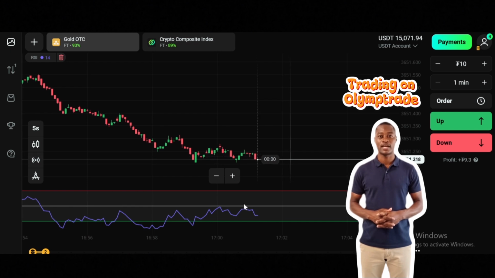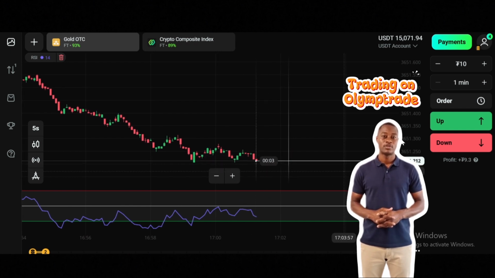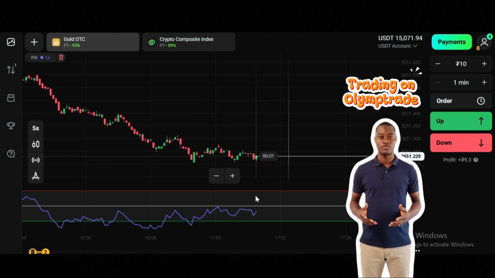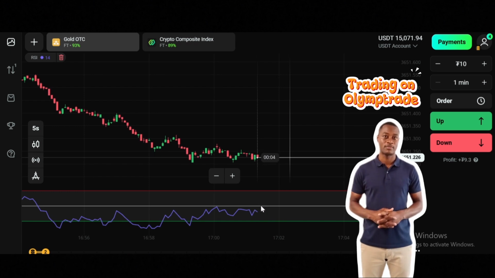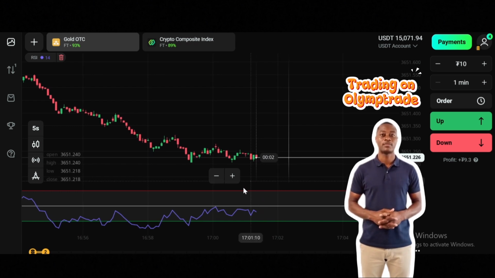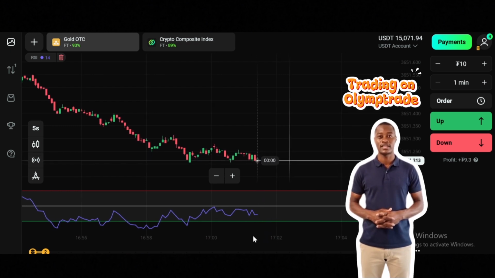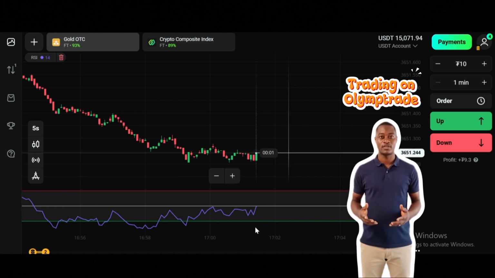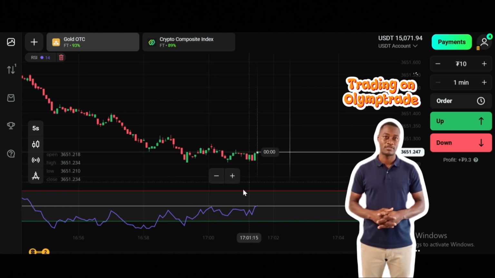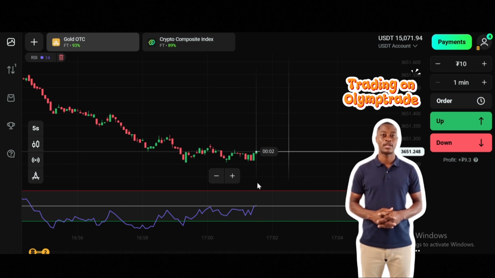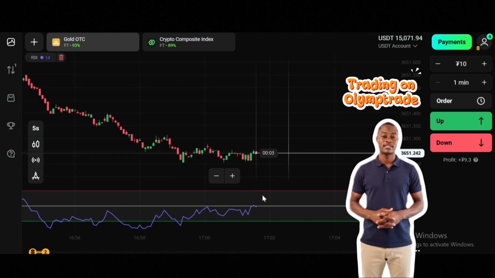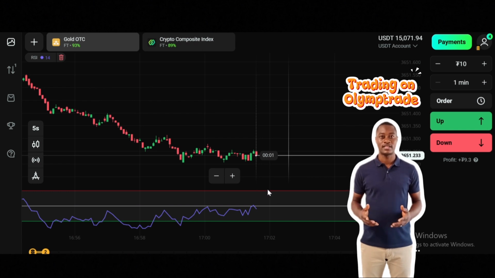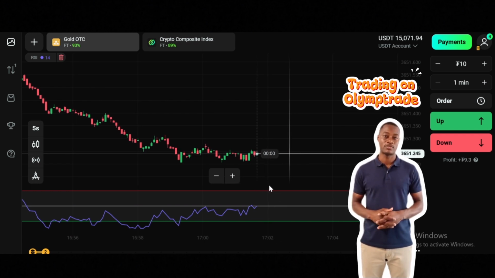Here's how you can apply RSI signals in fixed time trading. UP trade, buy: wait until RSI goes below 30, oversold, then wait for it to start moving upward, crossing back above 30. This indicates that selling pressure is weakening and buyers may take control. That's your entry for an UP trade. Down trade, sell: wait until RSI goes above 70, overbought. Then wait for it to start moving downward, crossing below 70. This indicates that buying pressure is weakening and sellers may take over. That's your entry for a down trade.